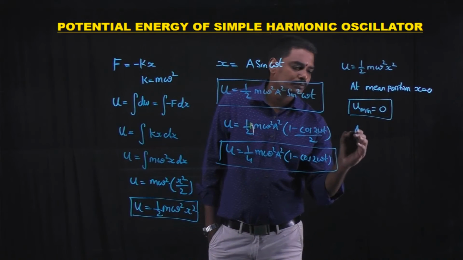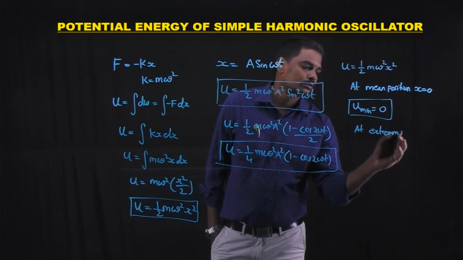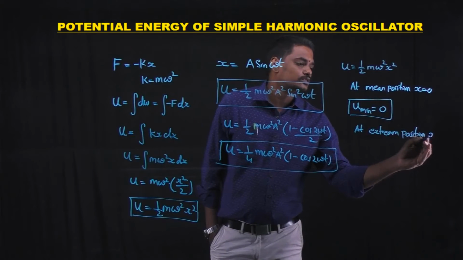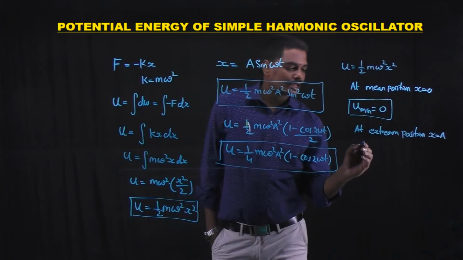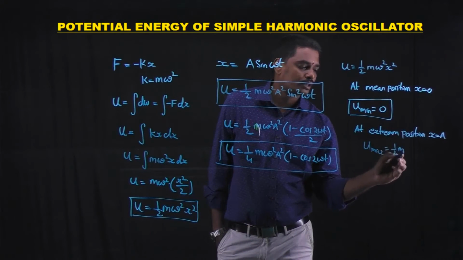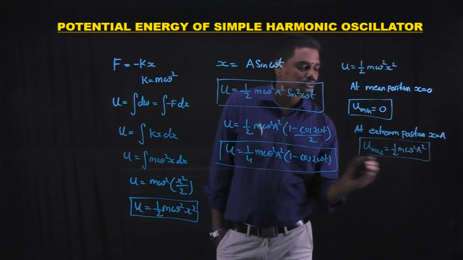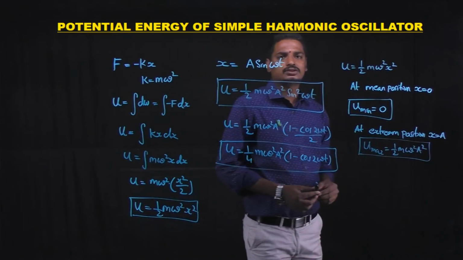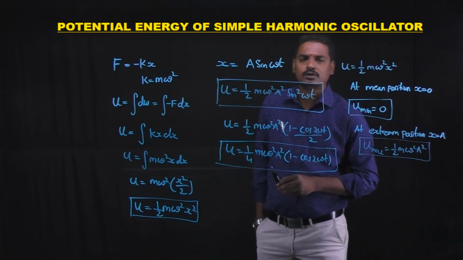Similarly, at extreme position, displacement is equal to the amplitude A. So we can write U maximum is equal to half m omega square A square. At extreme position, potential energy will be maximum and is equal to half m omega square A square, and at mean position, potential energy will be minimum, which is equal to 0.